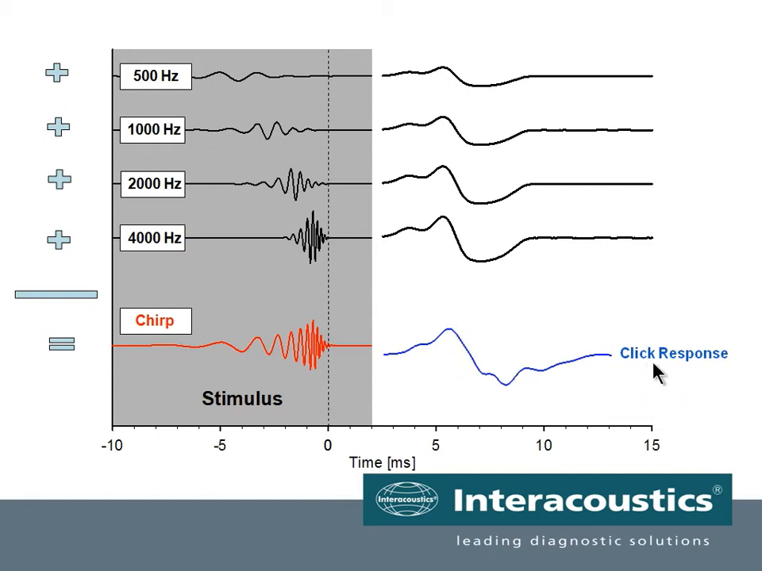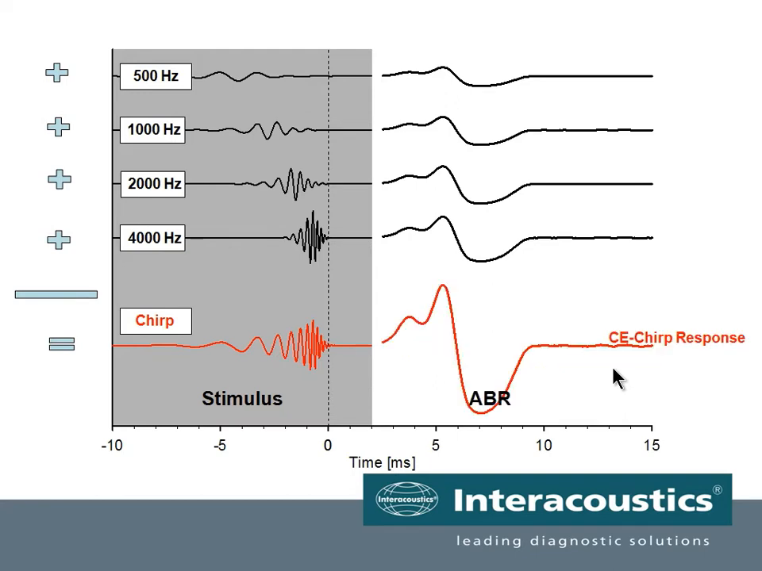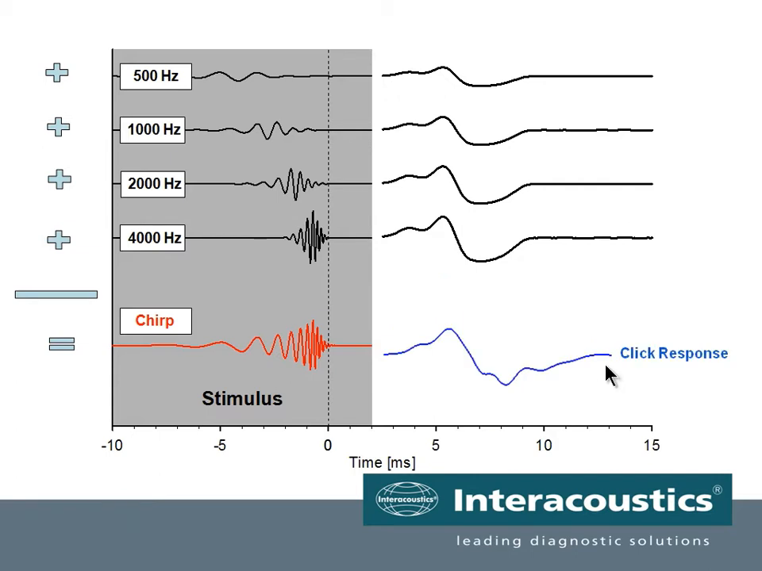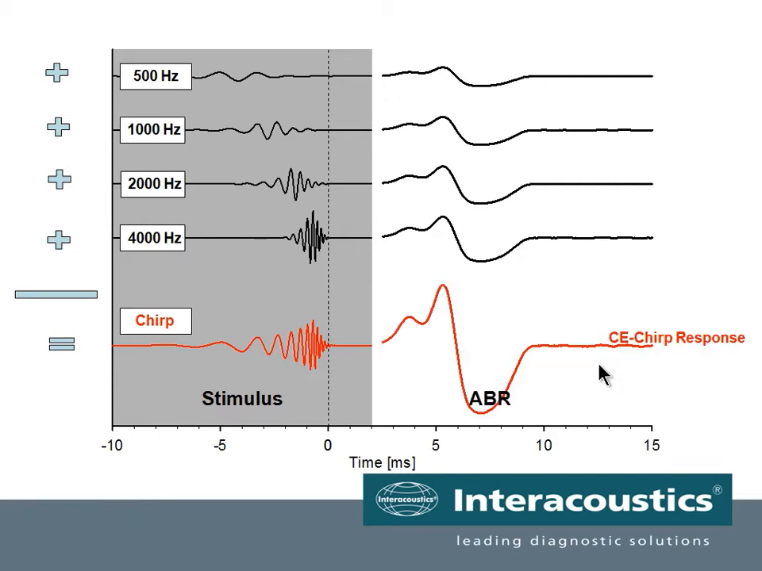Now, just for comparison, I have added here the click response. So this is if we do not change this in time, which changes these in time. This is the click response, but the chirp response looks like this. Let's go back. Click response and chirp response. And this is achieved not by louder stimulation, it is achieved only by reshuffling the time components of our stimulus.